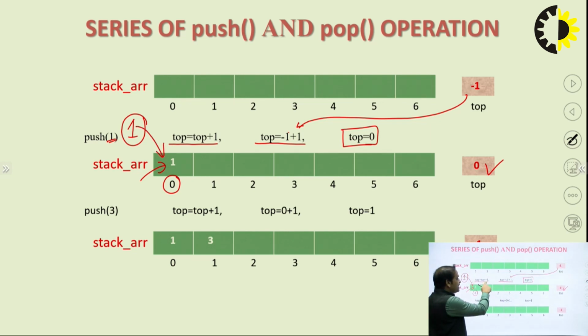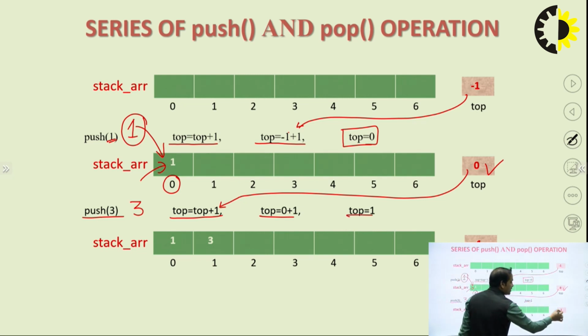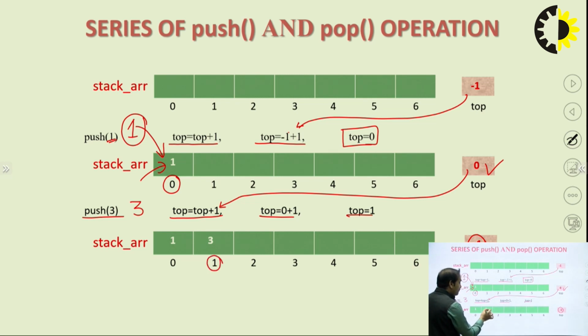First, we increment the top, then at that position, we insert element 1. Now, we want to push 3. In this condition, we also first increment the top: top equals top plus 1. Top now contains 0, then top equals 0 plus 1, top equals 1. Top is set to 1. At position 1, we insert 3.